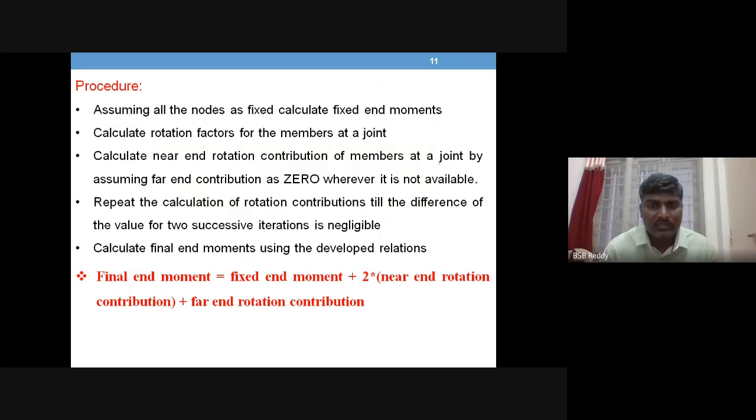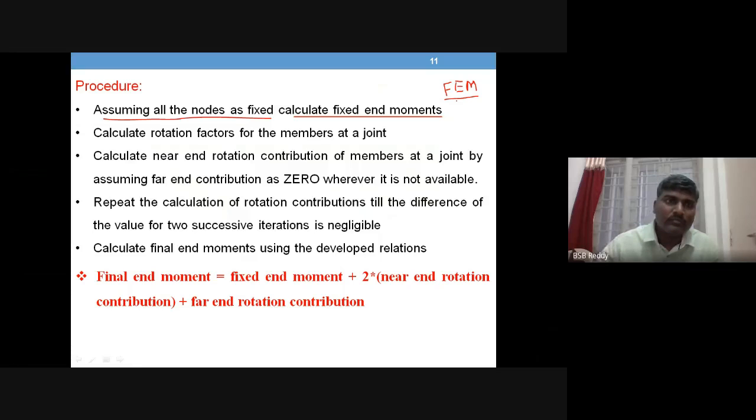Step one is you assume all the nodes as fixed and calculate fixed end moments. It is very similar to the moment distribution method. Take each member, fix the member at both ends, apply the given loads, and write the fixed end moments, which you have already learned.